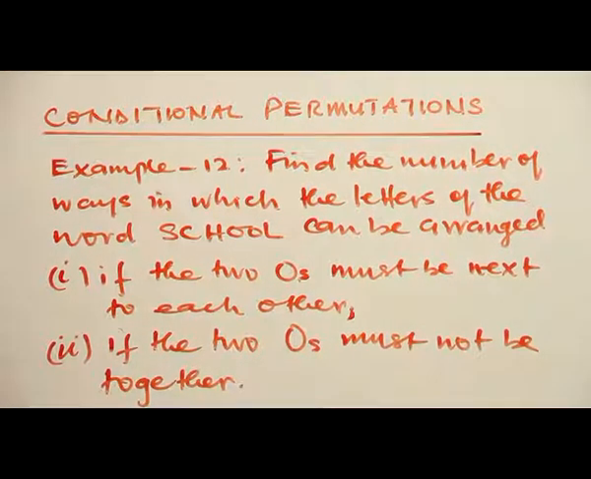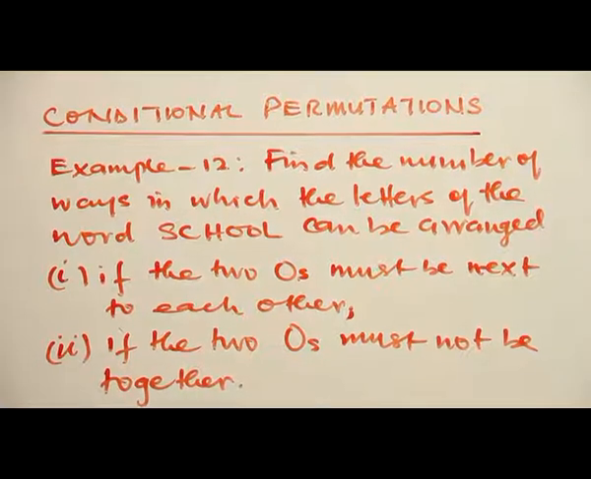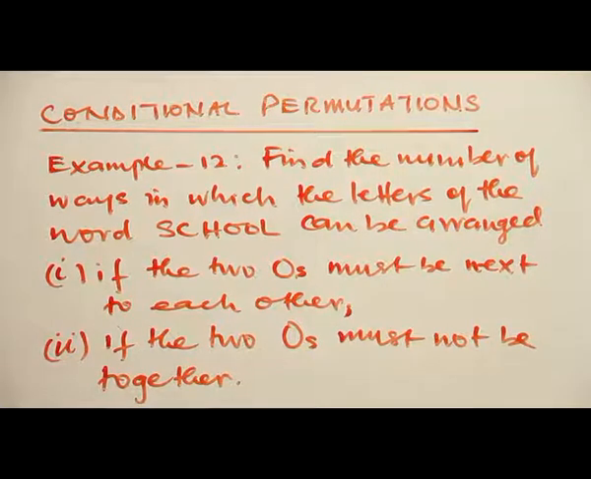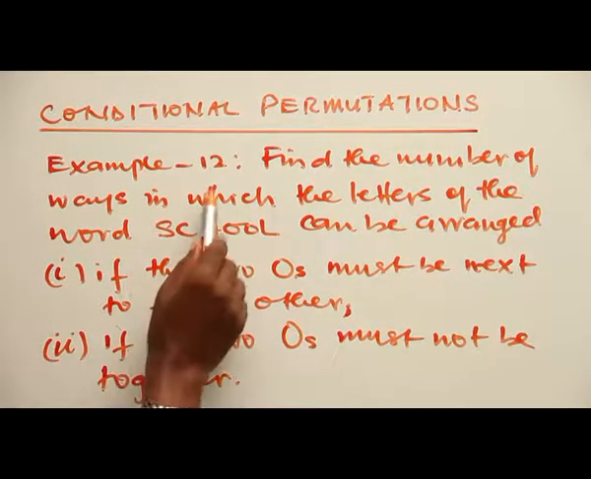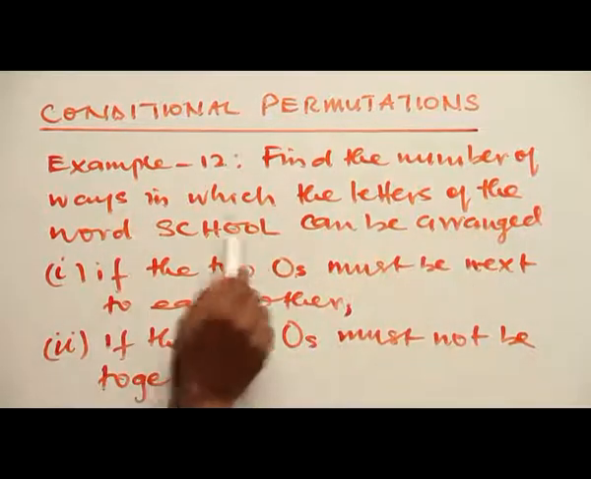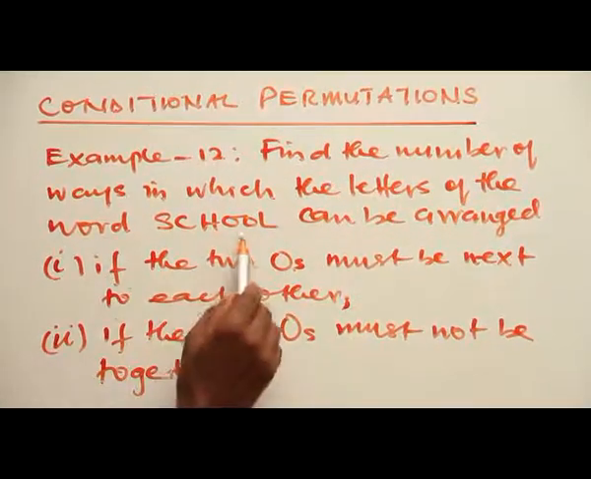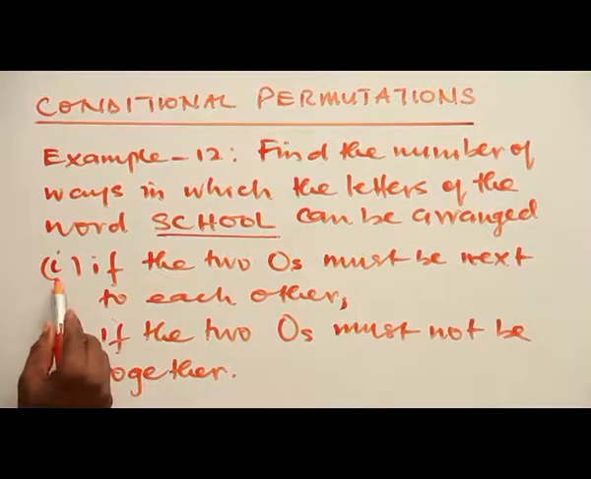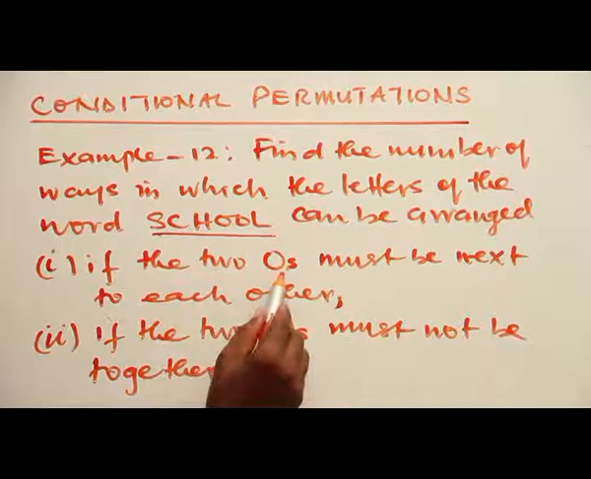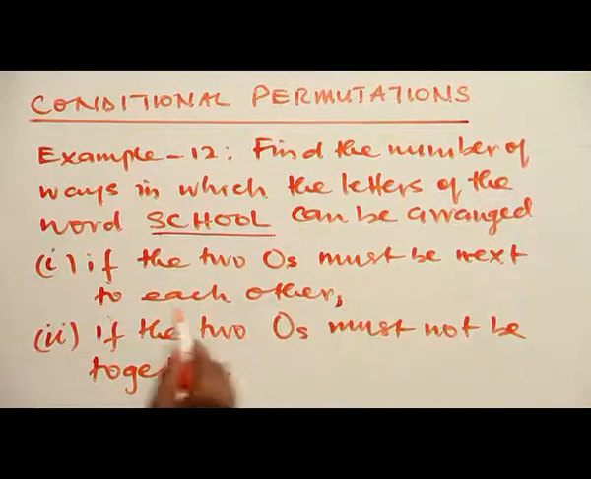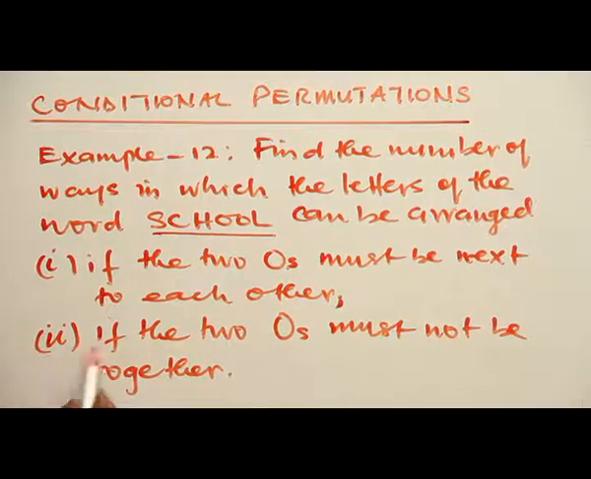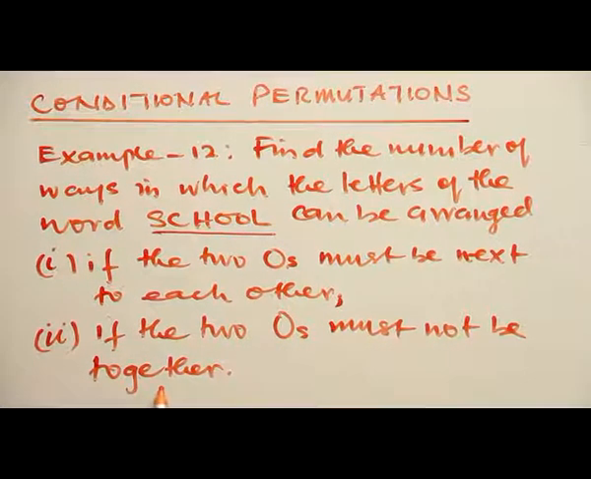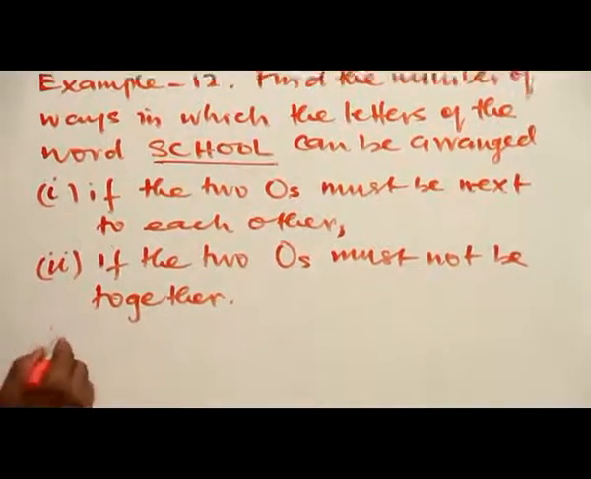Conditional permutations. By this, it implies that a condition is attached to the arrangement you are asked to make. For example, find the number of ways in which the letters of the word school can be arranged. 1. If the 2 O's must be next to each other. 2. If the 2 O's must not be together. Now, let's take a solution.